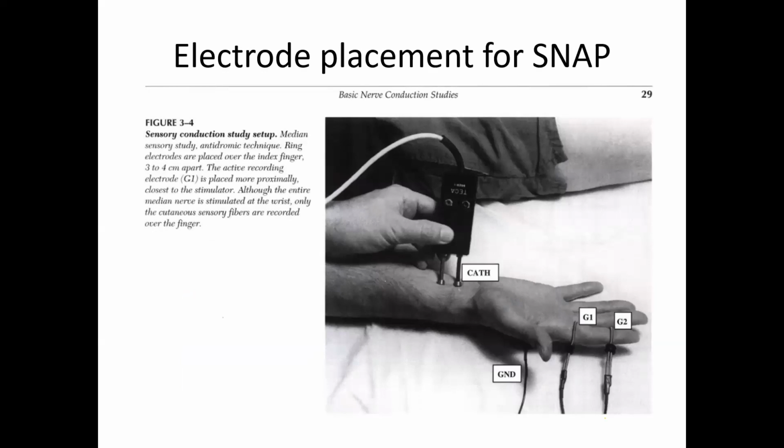Okay, so now electrode placement for SNAP. There are two different techniques: one is the antidromic technique and one is the orthodromic technique. So what is the difference between these two?